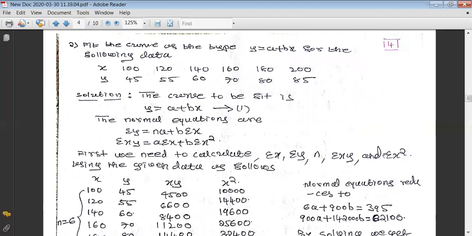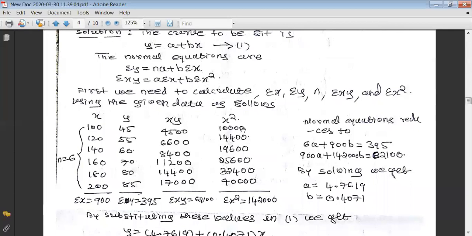The normal equations are, once you take the direct summation, summation y equal to n into a plus b into summation x. After multiplying both sides by small x and implementing the summation, we get summation xy equal to a into summation x plus b into summation x square. Noting the requirement of the normal equations, you have to prepare this table.